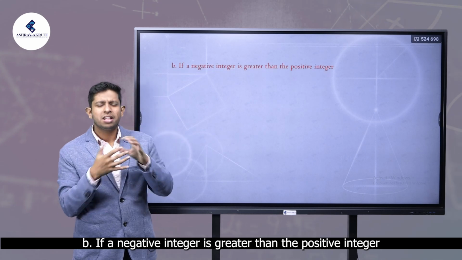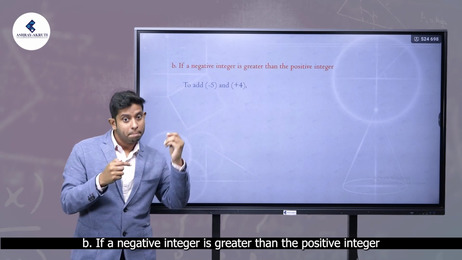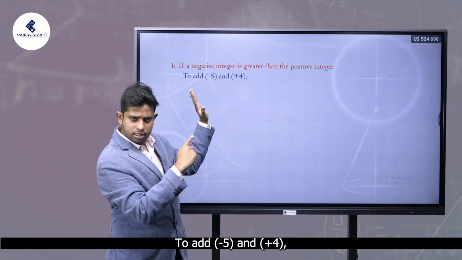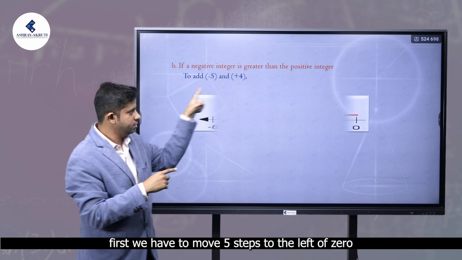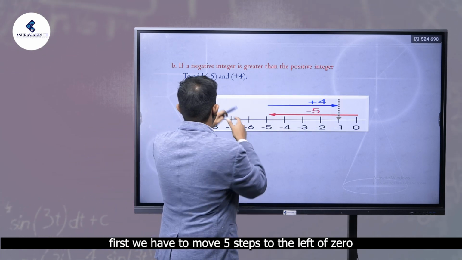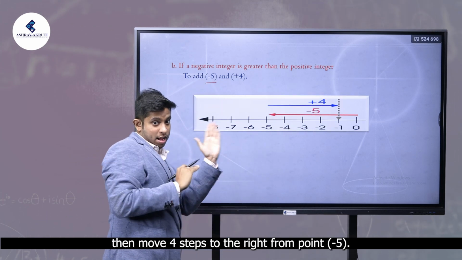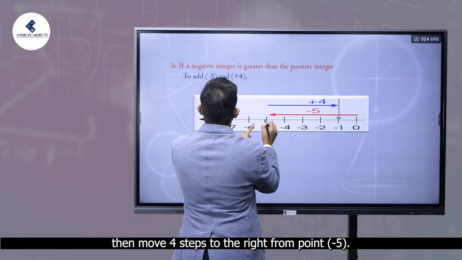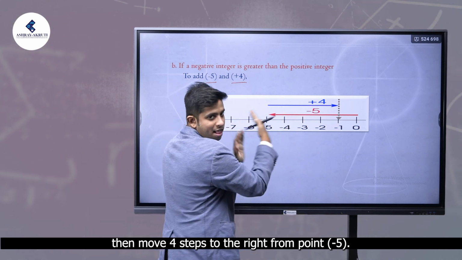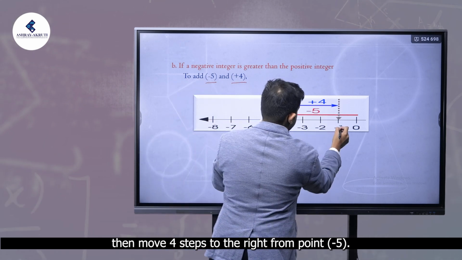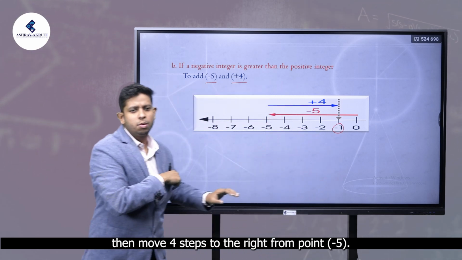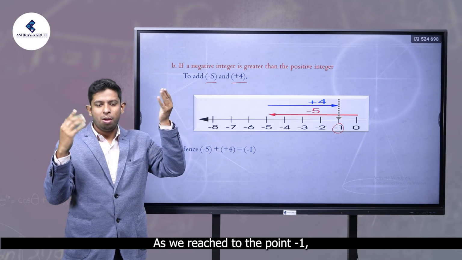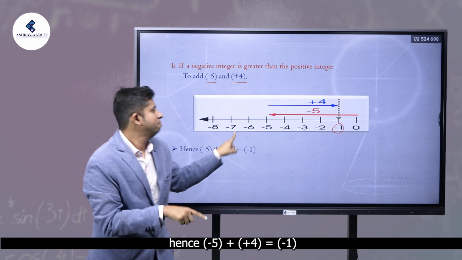If a negative integer is greater than the positive integer, to add minus 5 and plus 4, first we have to move 5 steps to the left of 0, then move 4 steps to the right from point minus 5. As we reach the point minus 1, hence minus 5 plus of plus 4 is equal to minus 1.